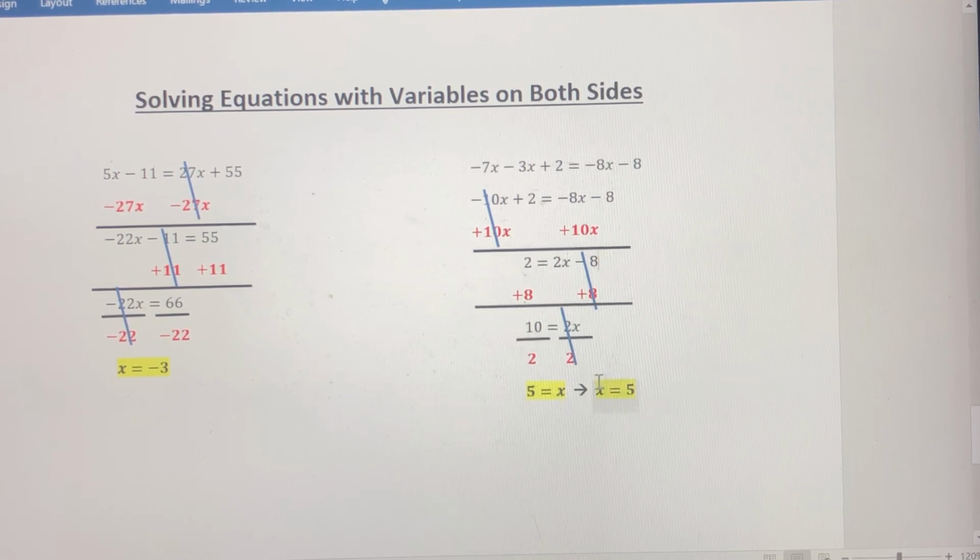Again, plug that into your original equation here, here, and here, and what you're going to get on both sides is negative 48. If you don't get that, then you've made a mistake, but x equals 5 is the correct answer, and that's how you solve equations with variables on both sides.